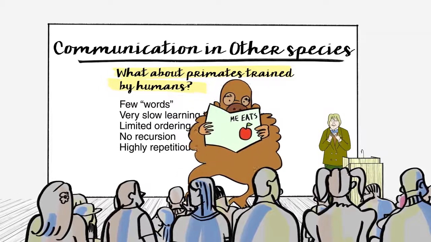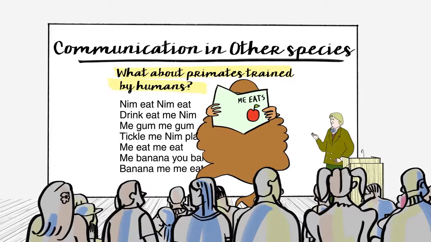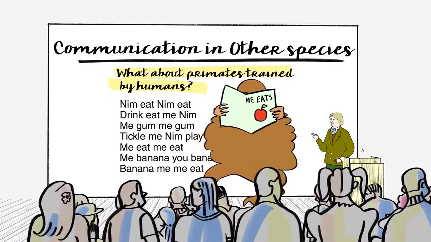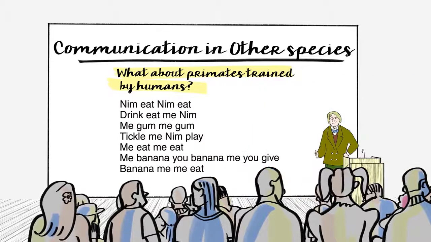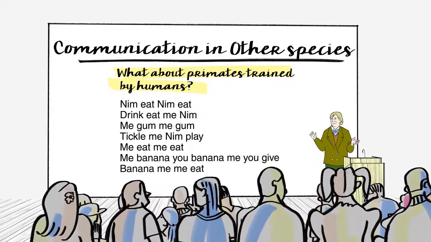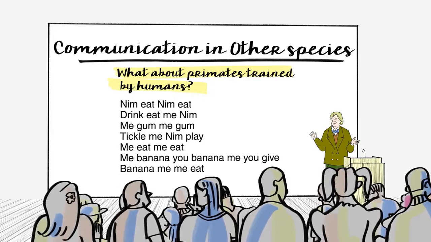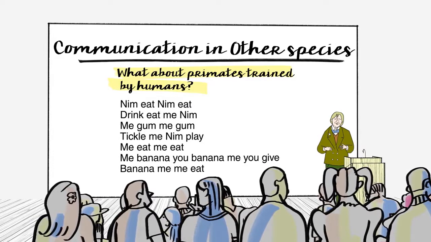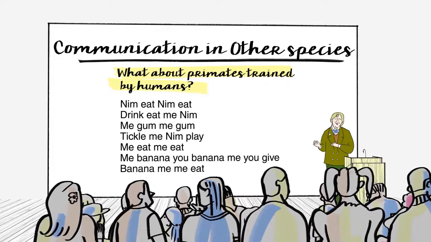These are some samples from an animal, Nim Chimpsky. You could get the reference of the name, who's been taught to use a form of sign language. And these are the sorts of things that Nim Chimpsky says. Nim, eat, drink, eat me, Nim, give orange, me, give, eat orange, me, eat orange.